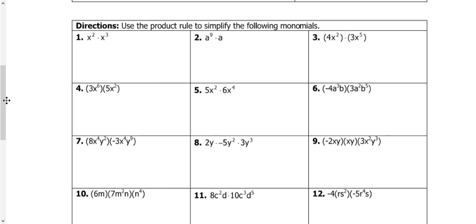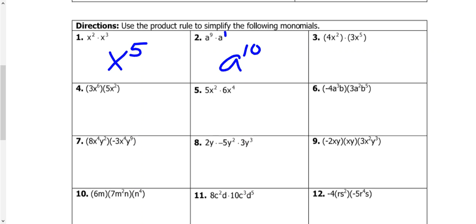For number 1, we have x squared times x to the third power, or what we call x cubed. So we just add those two exponents, so that would give us x to the fifth power. Number 2, we have a to the ninth times a. A just means a to the first, but we don't actually put that 1 there, it's just understood. So 9 plus 1 would be 10. So a to the 10th power.